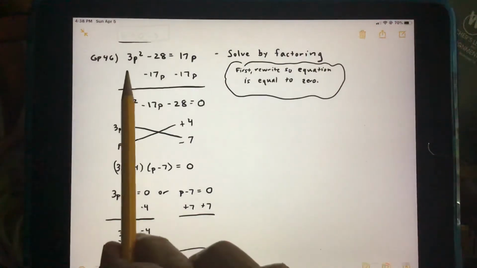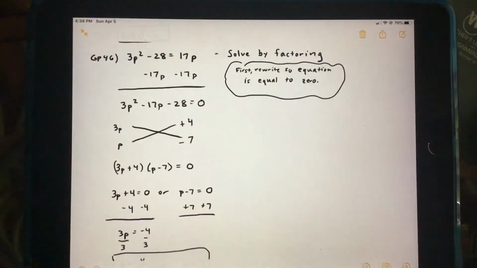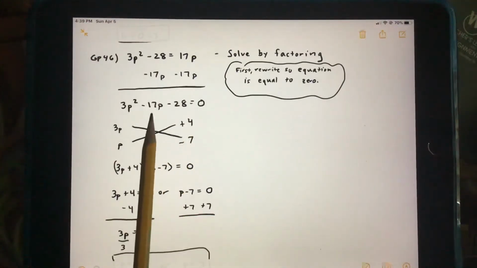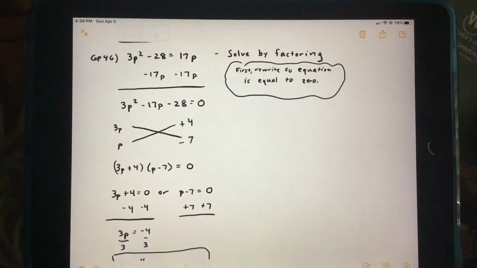There is no number bigger than 1 that we can divide 3, 28, and 17 by, and not all the terms have a variable p. So first we're going to get equal to 0 by subtracting 17p on both sides, and we're going to rewrite this then in standard form order, and we're going to use our quadratic factoring only on this particular problem.